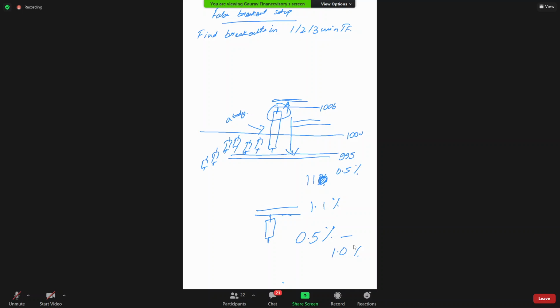Any more queries? Will we always be able to find structure in the 15-minute time frame? Yes, of course. 15 minutes is the minimum time frame. In intraday, we use 15, 30, and 45-minute time frames for finding structures.